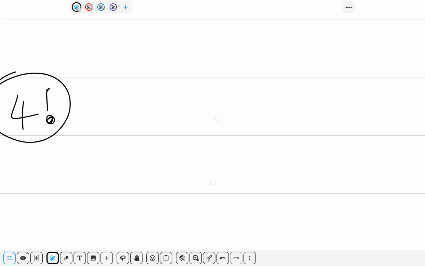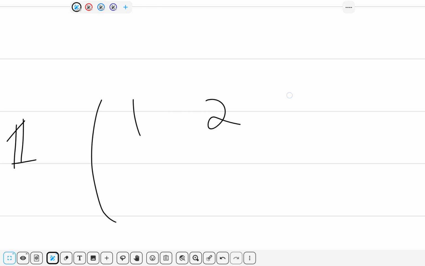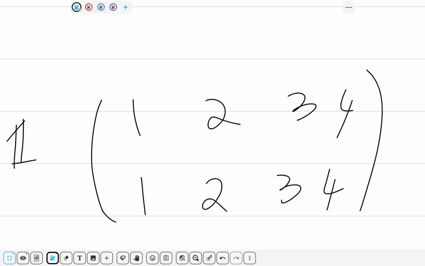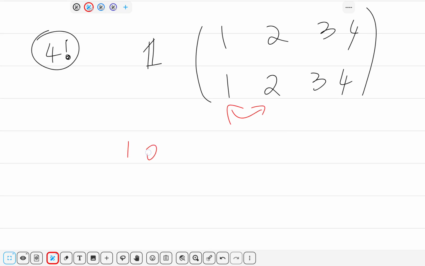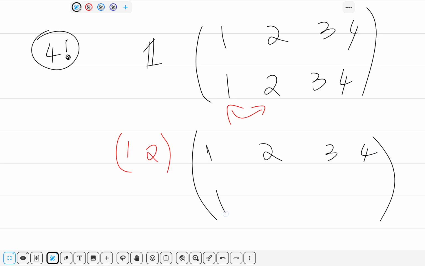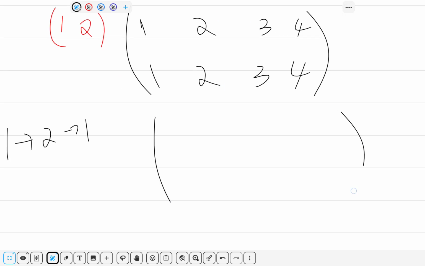And so here the identity will be just this one. And here suppose I want to change 2 and 1, all I have to do is just do this on this permutation array matrix, whatever we call this. So what happens is 1 goes to 2, 2 goes to 1, and the result is something like this.